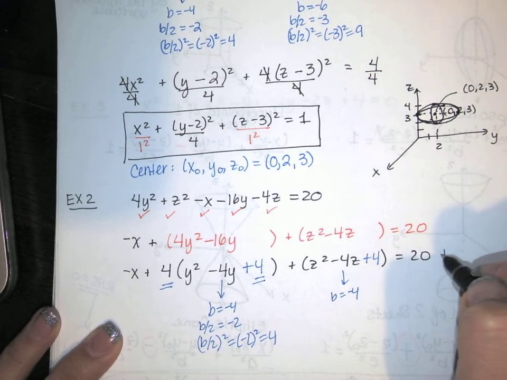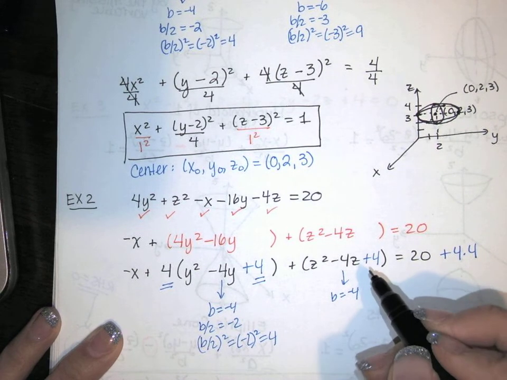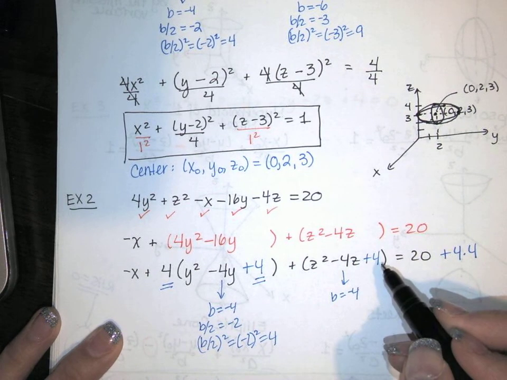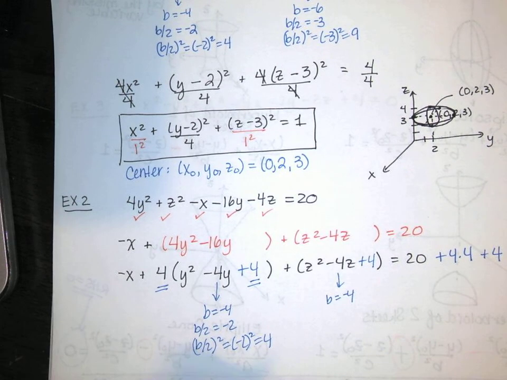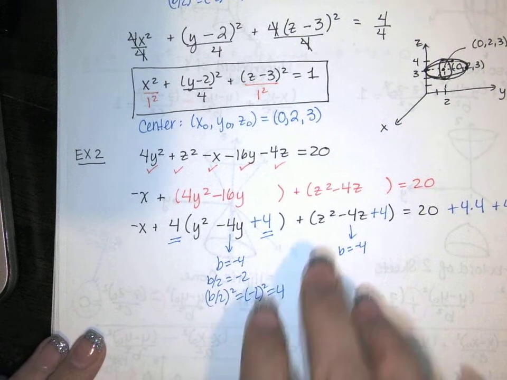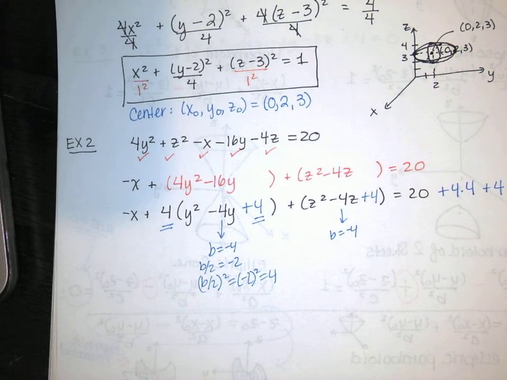there. So I need to add a 4 times 4 to this side. And over here, I added a 1 times 4, or just a single 4. So that needs to be added over there as well to keep everything balanced, to keep everything equal. So now we're here, and that's a perfect square, and that's a perfect square, so I can factor those.